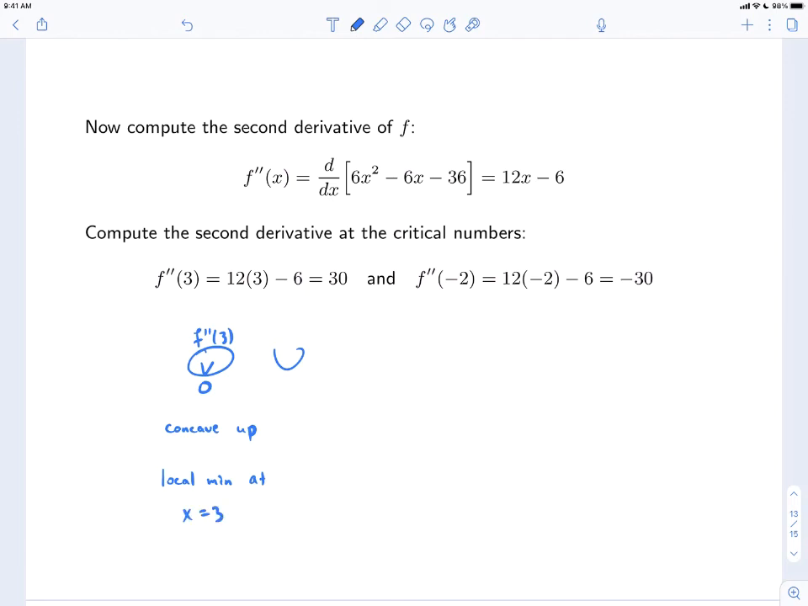Now what about f double prime at negative 2? Well, that's going to give us negative 30. So f double prime at negative 2 is less than 0. So that means we have a concave down shape. So that means we have a local max at x equals negative 2. Because it's concave down, you have this hill kind of shape, so the critical point must belong to a local maximum.